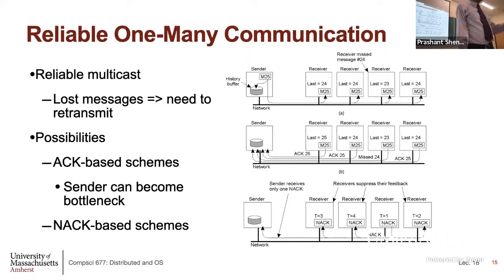Okay, there's only one problem in a NAC-based scheme, which is when you send the final message in a sequence, there is no message after that to trigger a NAC. So you might have to add a dummy message after your last message just to make sure you get a NAC for the last real message. Okay, is that clear? All right.